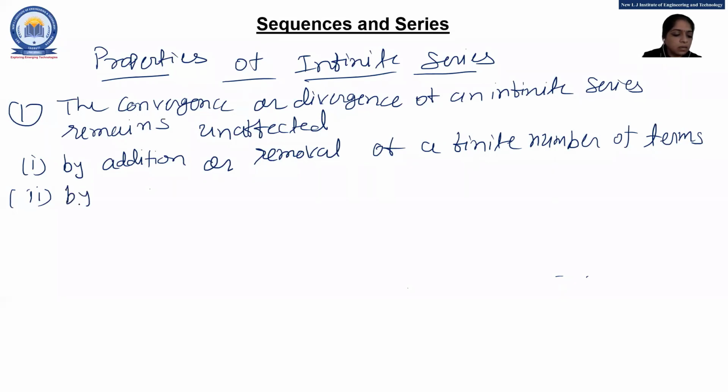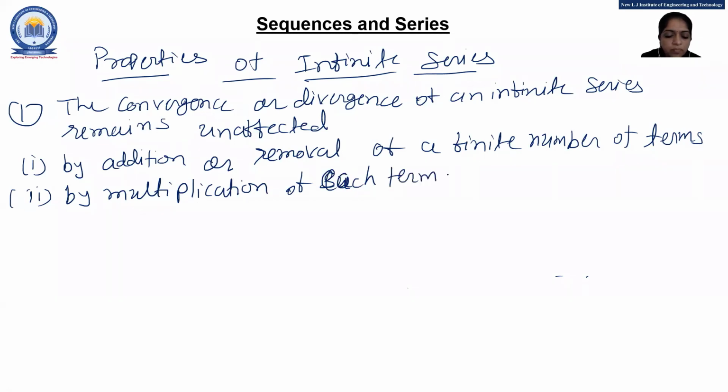By multiplication of each term with a finite number, it doesn't make any difference on the convergence and divergence of an infinite series.